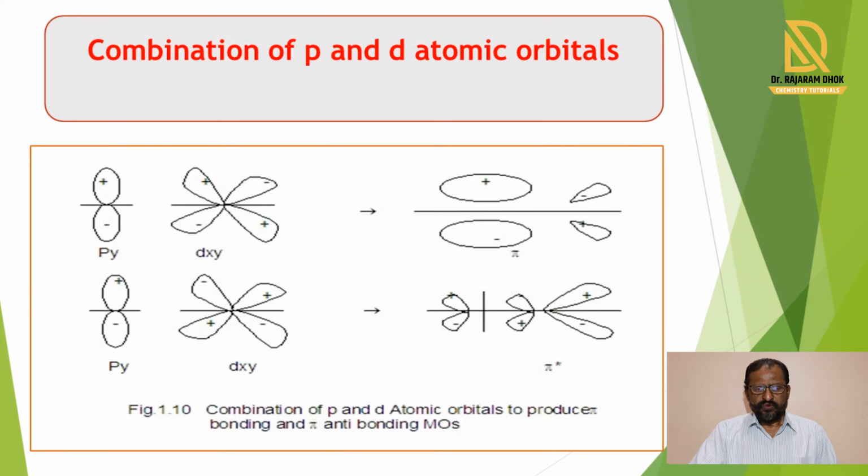Now we see the other type of combinations, that is the p and d atomic orbitals. So in case of the p atomic orbitals, there are 3 types: px, py, pz. In case of the d atomic orbitals, there are 5 types of d orbitals, that is dxy, dyz, dxz, dx square y square and dz square.